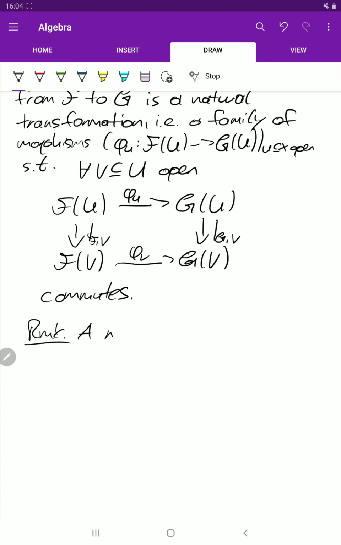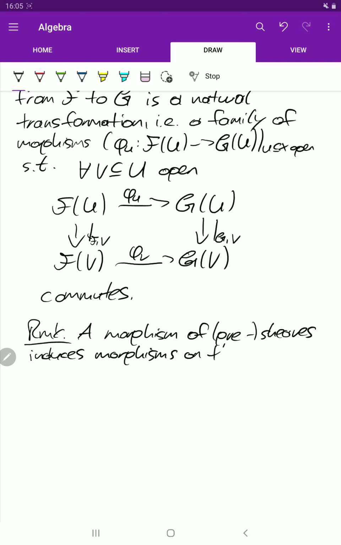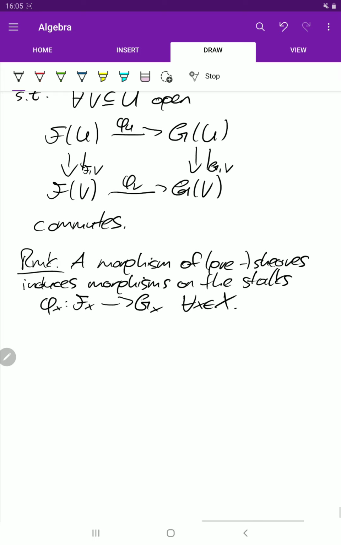So let me make a short remark, namely that a morphism of presheaves induces morphisms on the stalks. So we get phi_x from F_x to G_x for all stalks.